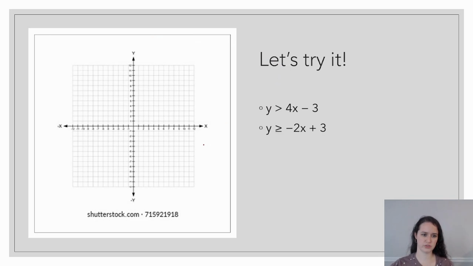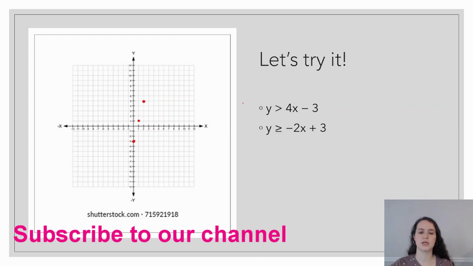I apologize for the zoom on my graph. So here's our first one. I'm going to just graph it in slope-intercept form. I'm starting at my -3, and then my slope is 4. So 1, 2, 3, 4 over 1. There we go, hard to see on my graph. I'm going to go ahead and connect my dots.